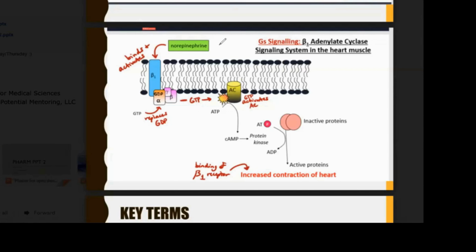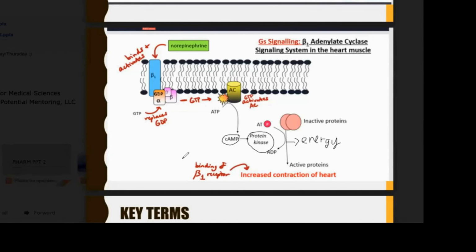So what's going to end up happening is GTP is going to replace GDP whenever the norepinephrine binds. The GTP is going to come over here and activate adenylyl cyclase. The adenylyl cyclase is going to lead to cAMP creation, activation of protein kinase, and then turning an ATP into the ADP. This release of energy allows you to activate different proteins. The proteins that are going to get activated are going to work together to help to increase contraction of the heart. So the heart is going to be more likely to contract because of the binding of those beta 1 receptors.